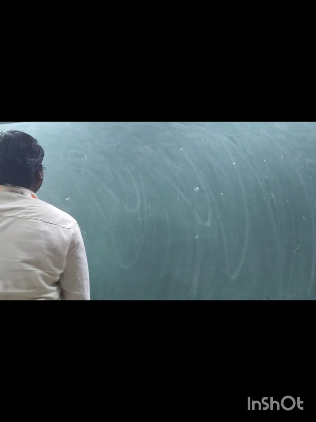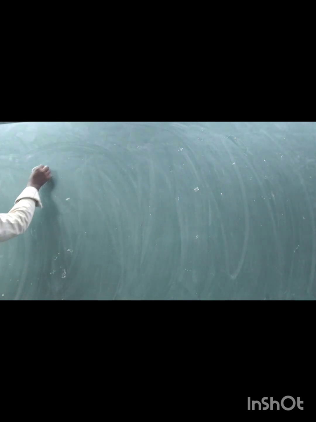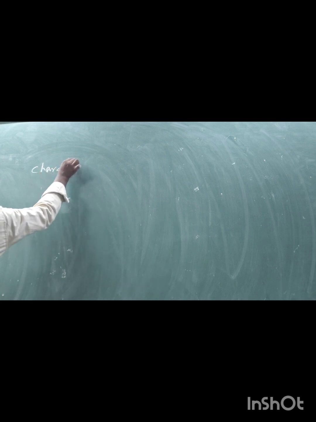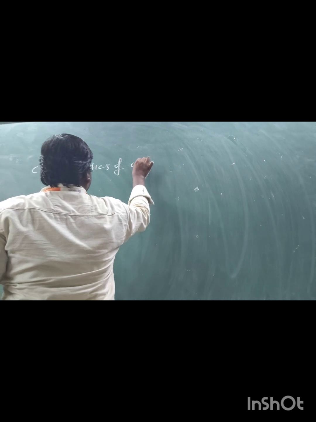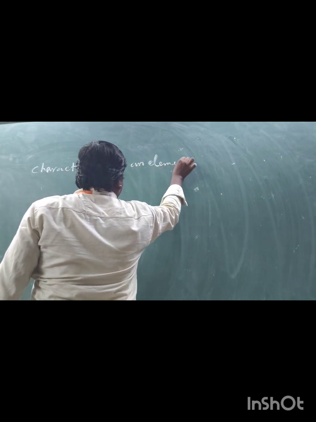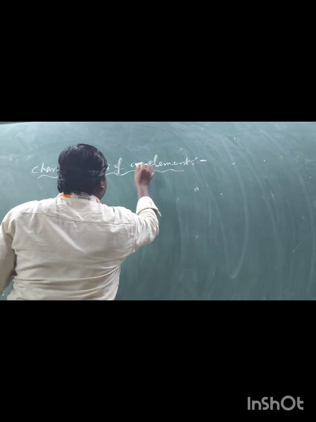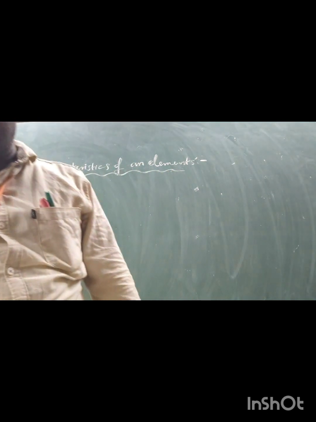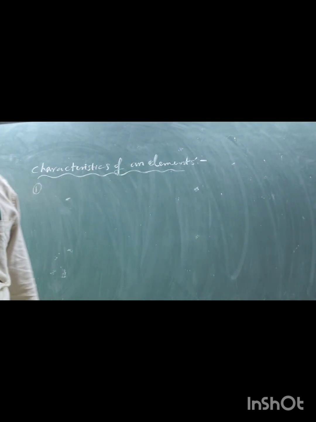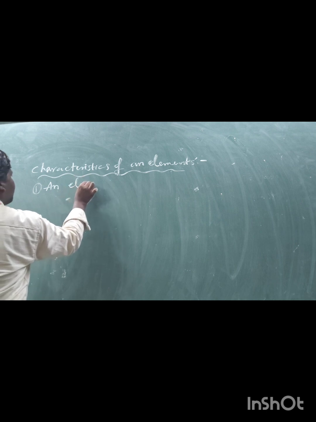Characteristics of an element. So what are the characteristics of elements, sir? First characteristic: an element is a pure substance. It's made up of only one kind of atoms. An element is a pure substance.